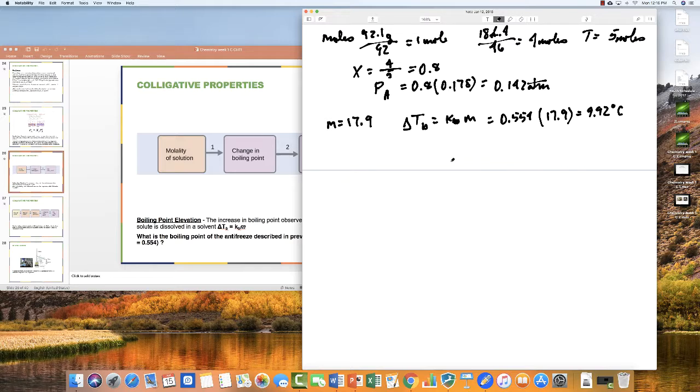degrees centigrade. And so the new boiling point is going to equal 100 degrees, because that's the boiling point of pure water, plus 9.92, so now it's going to be 109.92 degrees centigrade. Now you can say 110 if you want to look at significant figures here. You have 3 here and 3, and which is your one calculated number. And so if you want to round this to 3 significant figures, it would be 110 degrees.